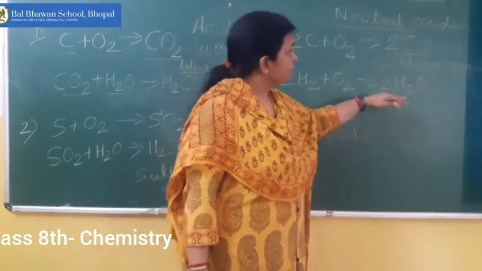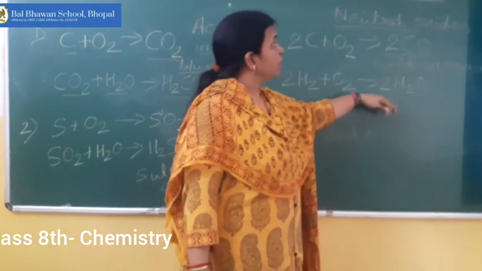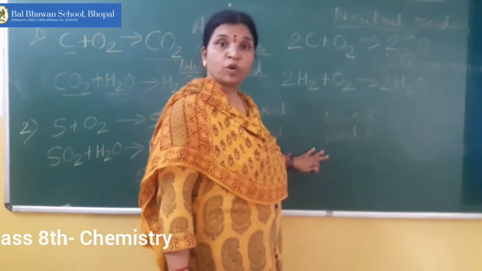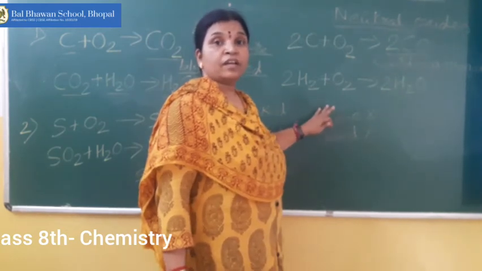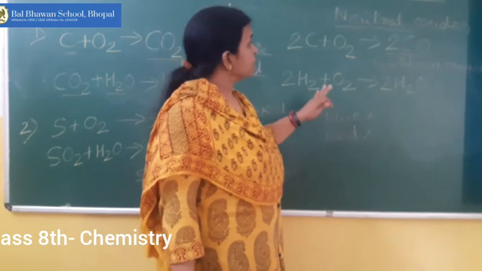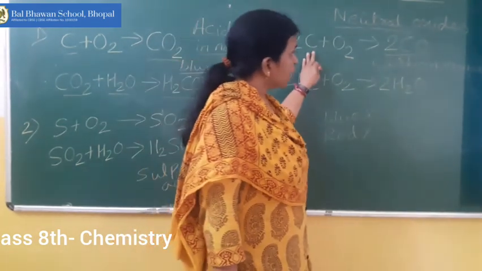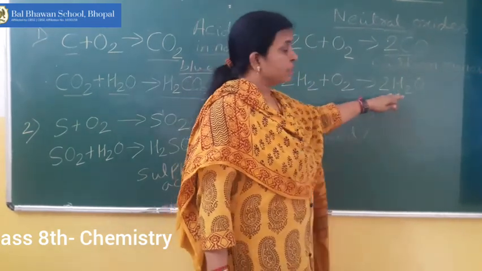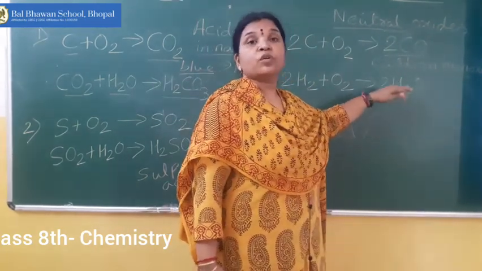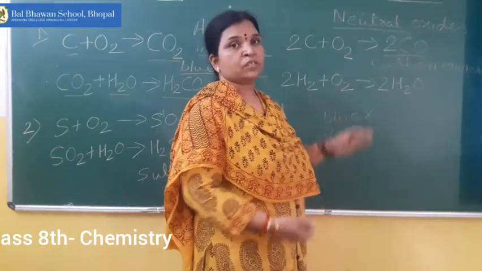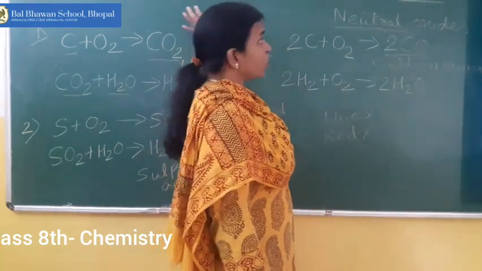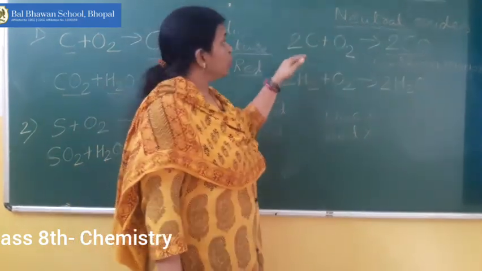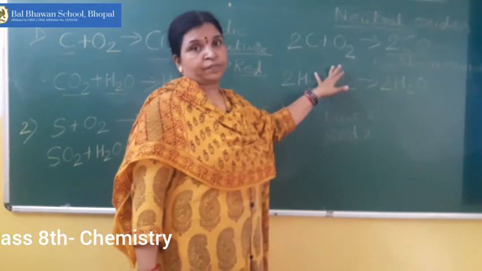Now, if I test this water sample with blue litmus paper and red litmus paper, what I am going to observe? That the color do not change. That means the oxide produced by this, that is carbon monoxide, and the oxide, that is water, is also neutral oxide. That means it is not that always the non-metal will produce the acidic oxide. They do produce neutral oxides.